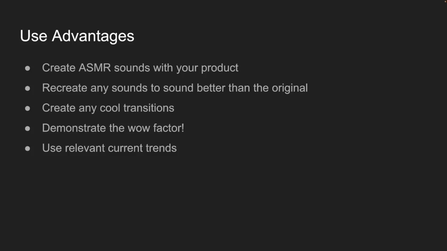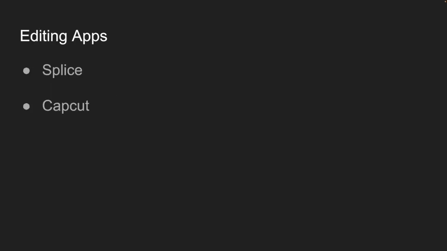If you have a product that you can connect to a trend, that's something you really want to do. Even if you think the trend might not do so well, trends are probably the easiest way to gain traction on TikTok. Alright, for editing apps, I've only really used Splice and CapCut. They're both very good. I know CapCut has some very good features and is very well integrated with TikTok.